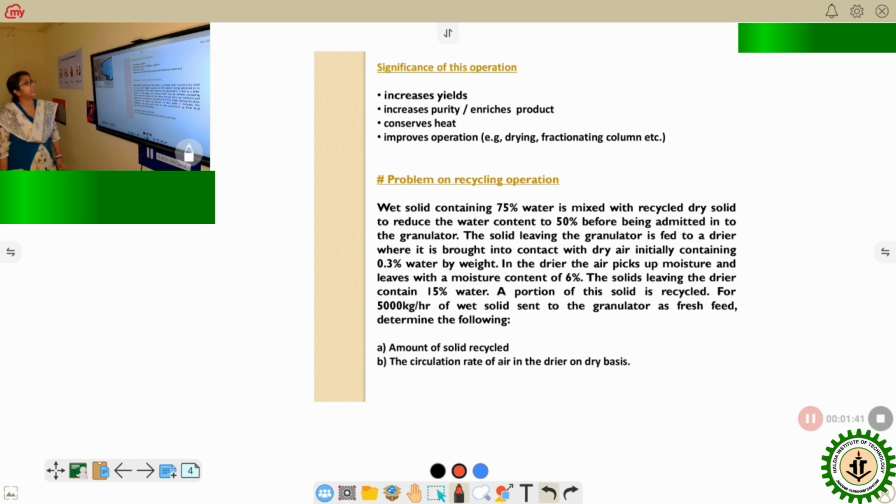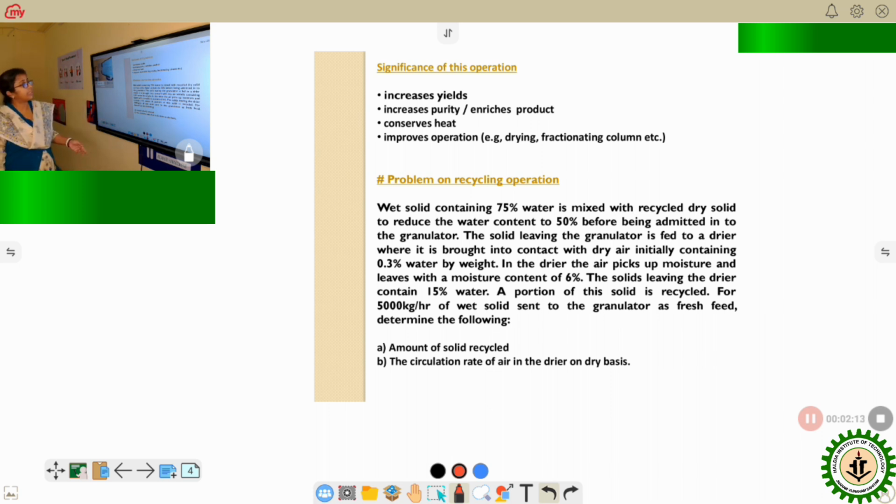Now, what is the significance of this operation? Firstly, it can increase the yield, then it can increase the purity, or it can increase the product, and also it can conserve heat, and by all these things it can improve any operation like drying operation, fractionation, etc. Next, discussion on the problem on this recycling operation. Now let's see what is stated in this problem.